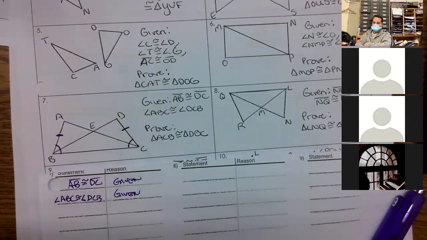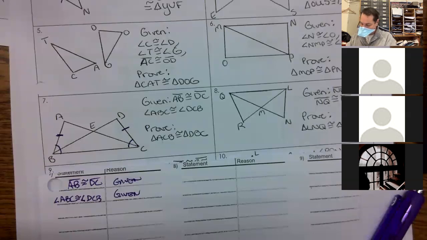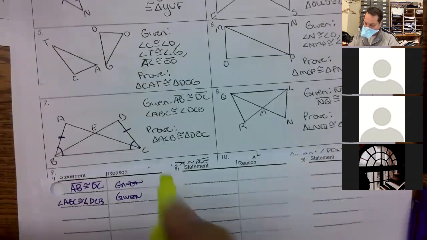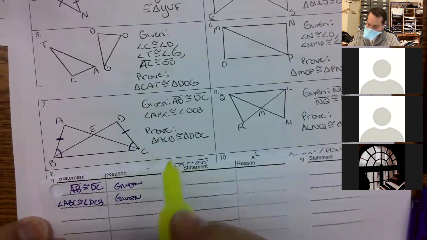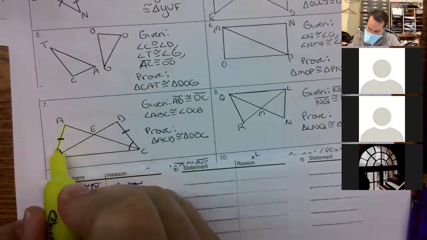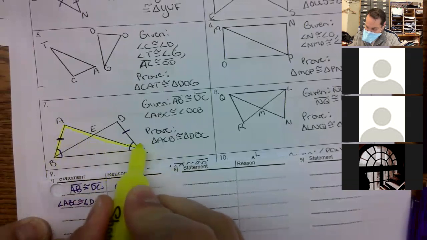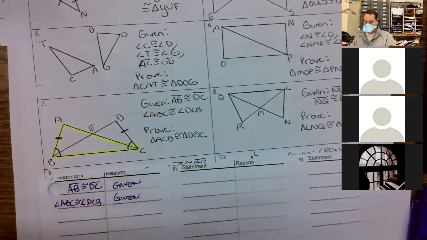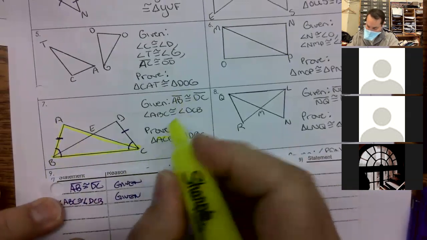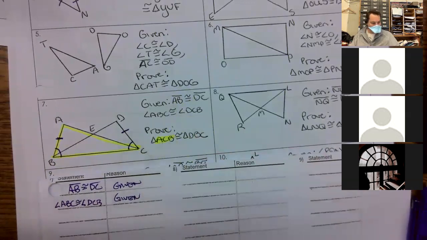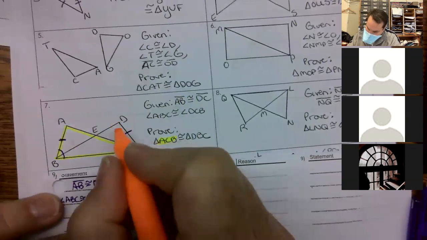I need a third fact. How many people think they see the third fact? Yeah, not a lot. So what I'm going to do is suggest that we identify what we're going for here. We're trying to prove angle ACB, that's one of the triangles, is congruent to triangle DBC.